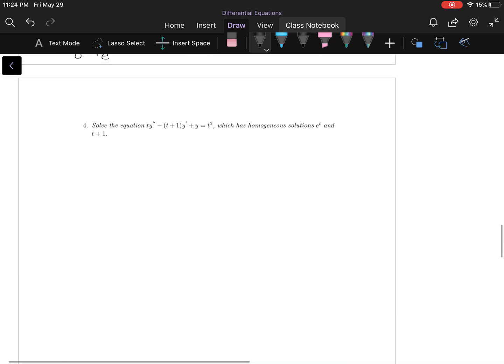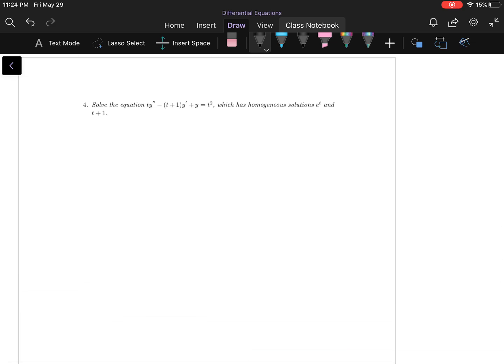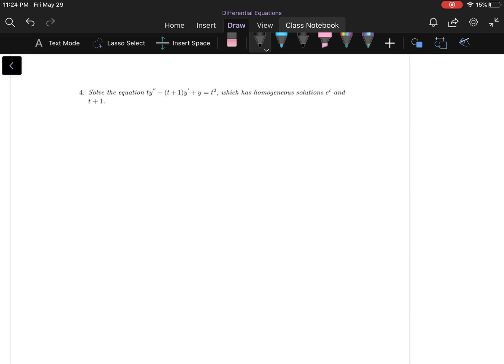There is one more problem to practice here. This is number 4. We have another equation that is not in its general form, so we'll have to do that. And we are given homogeneous solutions. So let's start working through this. We want to solve this equation. Its general form is going to be y double prime minus a t plus 1 over t times y prime plus a 1 over t times y equals a t squared over t, which is t. So that t is our g function.